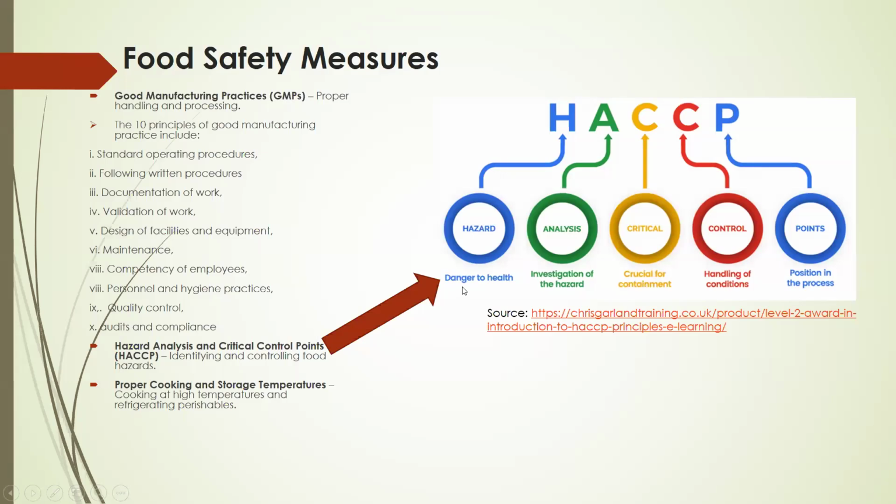And you can see, hazard is whatever that is dangerous to health. Analysis is to investigate the hazard, if you have any hazard. Critical means it is very crucial for you to contain that hazard. Control, you must handle the condition that is causing this hazard. Then the points, you must identify the position, at what point this hazard occurs so that you can control it.